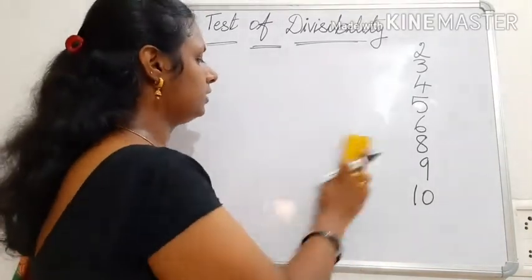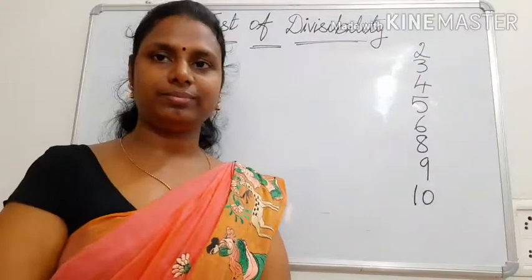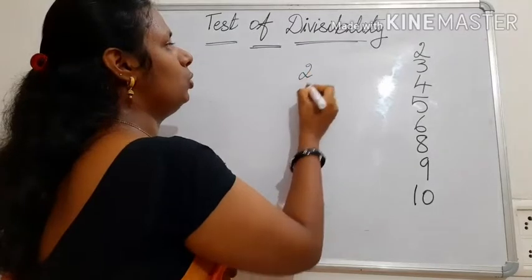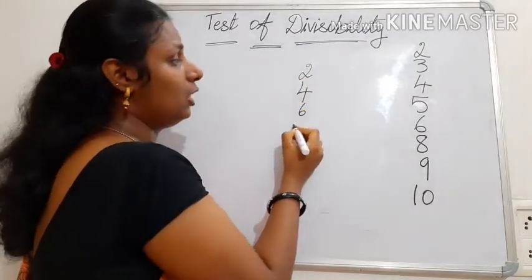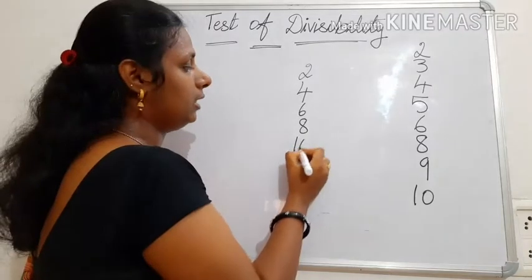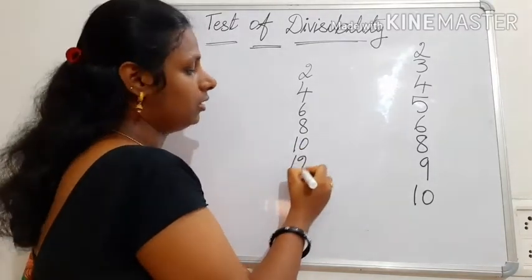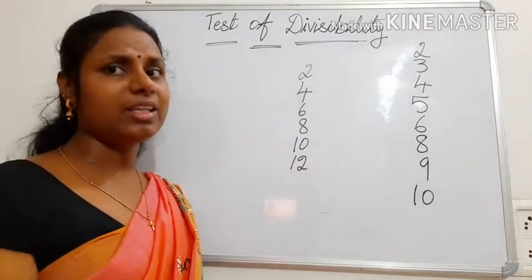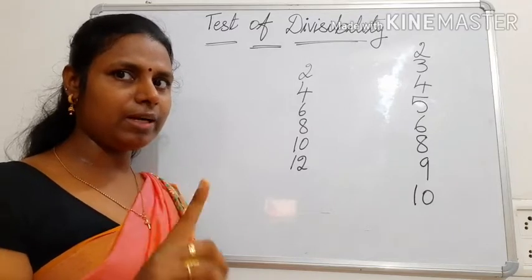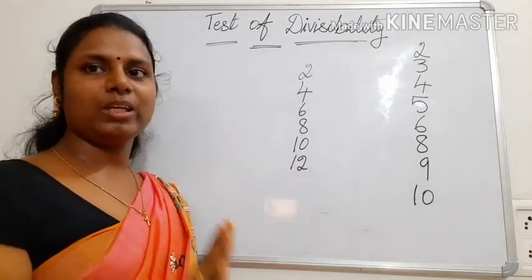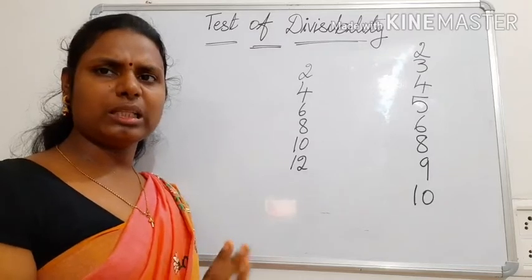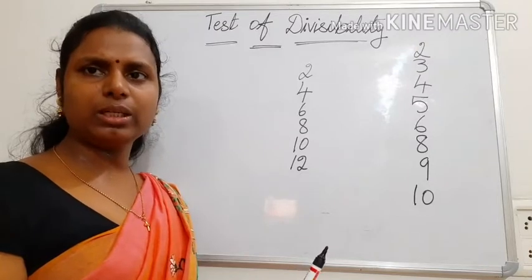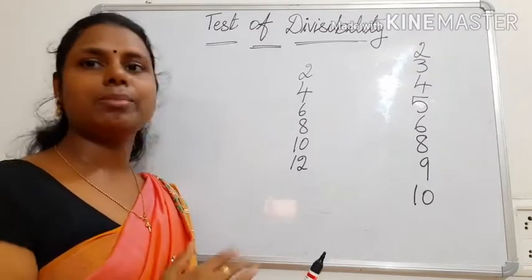The first number is 2. You know the table of 2, isn't it? 2 1s are 2, 2 2s are 4, 2 3s are 6, 2 4s are 8, 2 5s are 10, 2 6s are 12. See, all these numbers are even numbers. That means only even numbers come in the table of 2. That means any even number should be divisible by 2, isn't it?